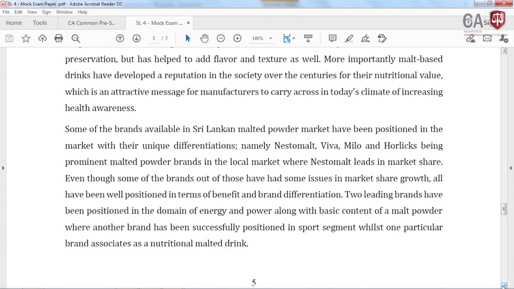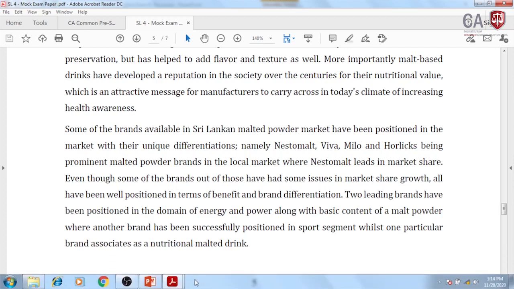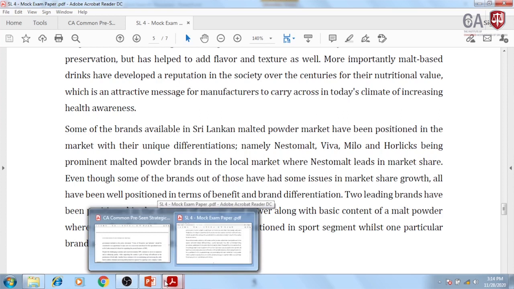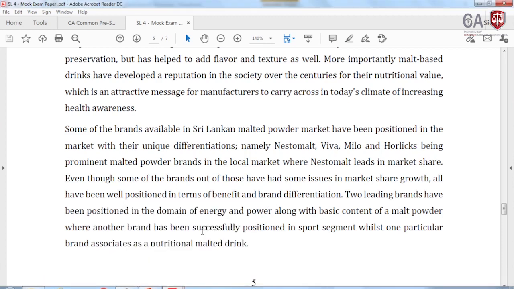What you can do is apply the differentiation strategy. You can decide whether you are going to differentiate it as a sports product, as a nutrition malted drink, as a tastier malted product, or as an energy and power product. Like that you can decide later. So, the most appropriate strategy is the differentiation strategy. You have to apply the differentiation strategy in the selected marketplace.